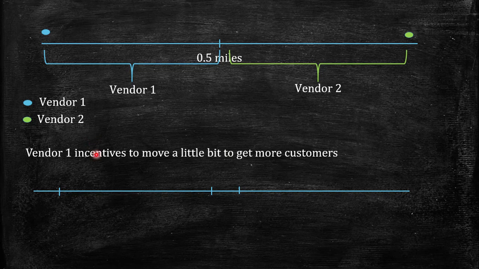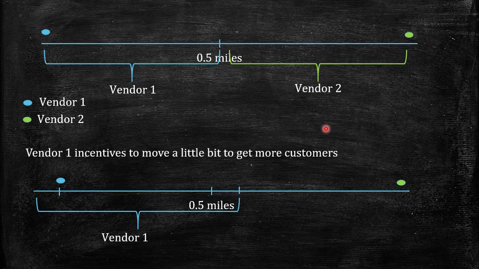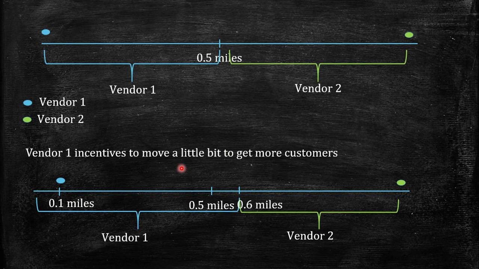But vendor 1 has incentives to move a little bit to get more customers. Imagine that vendor 2 stays the same and respects that, because he's already taking half, which is fair. Then vendor 1 will take this one, and then vendor 2 will get this part a little bit that he didn't have before. And actually vendor 2 is losing this part that belonged to him before. Then he's getting, like this one now, 60% of the market.